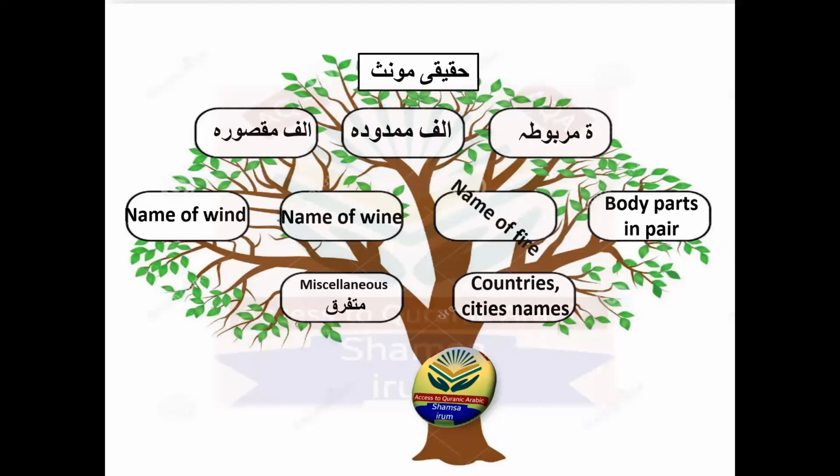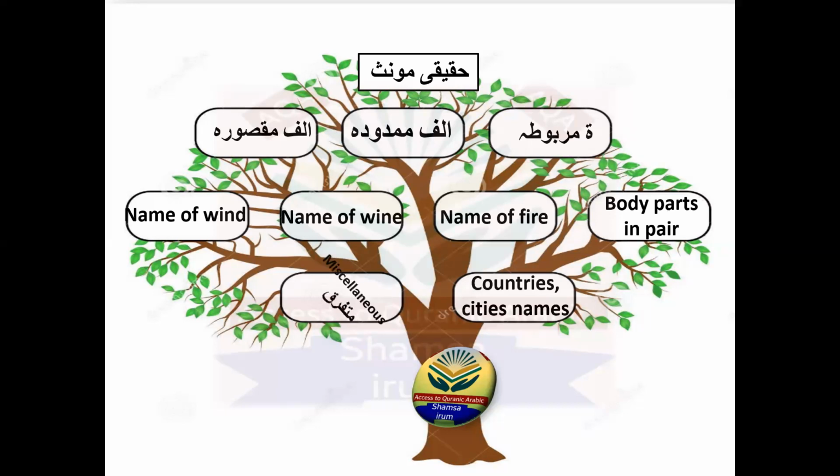No. Is it the name of fire? No. Is it the name of wine? No. Is it the name of wind? No. Does it come as the name of a place, any country name, city name? No. Does it come in the miscellaneous nouns, which I said you have to learn by heart? There are 10 words, but 5 words are the most important. Does it come in that category? No, there is no word of kitab in those words.